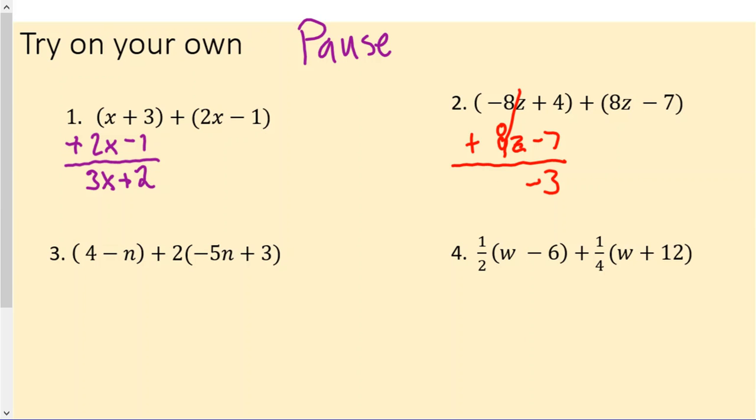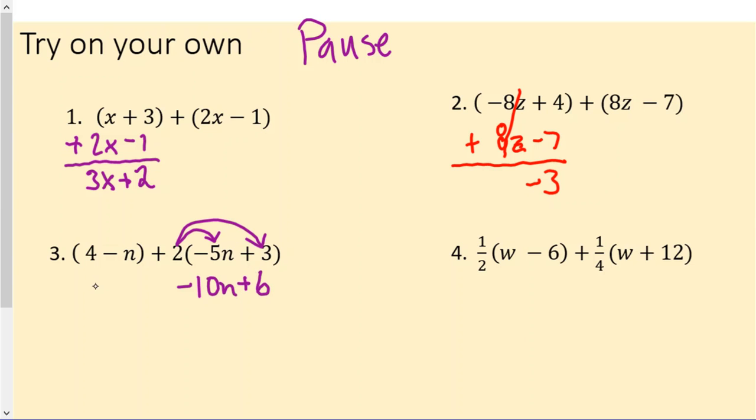Alright, number 3 we have 4 minus n, plus 2 times negative 5n plus 3. So we need to distribute that 2 to the negative 5n and to the positive 3. So we have 2 times negative 5n would give me negative 10n, and then 2 times positive 3 would give me positive 6.